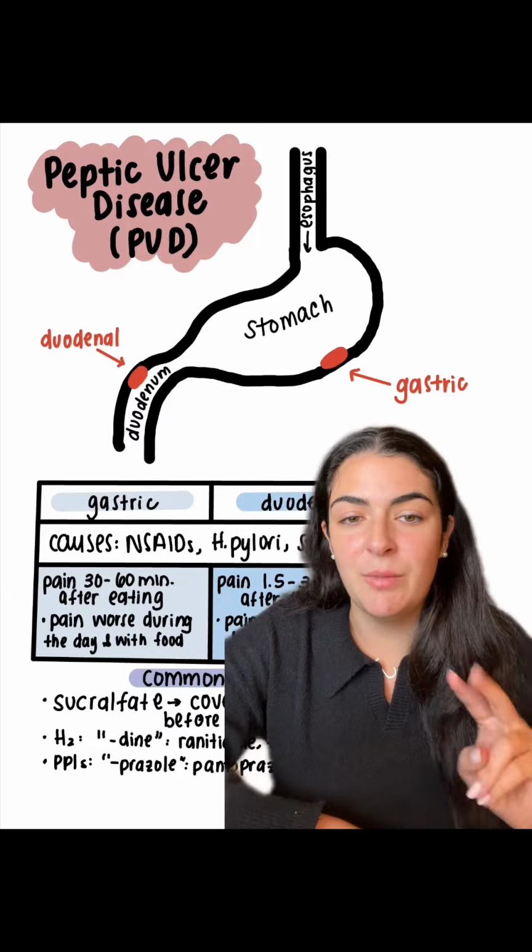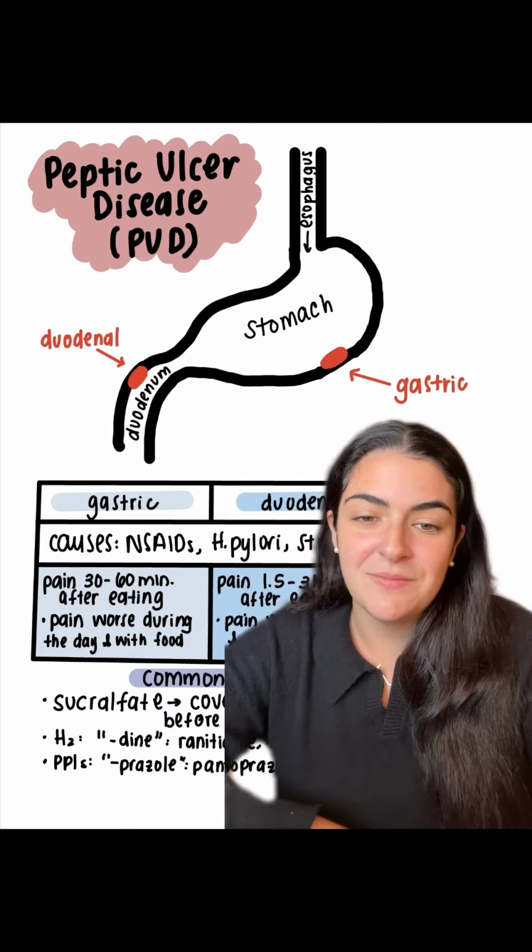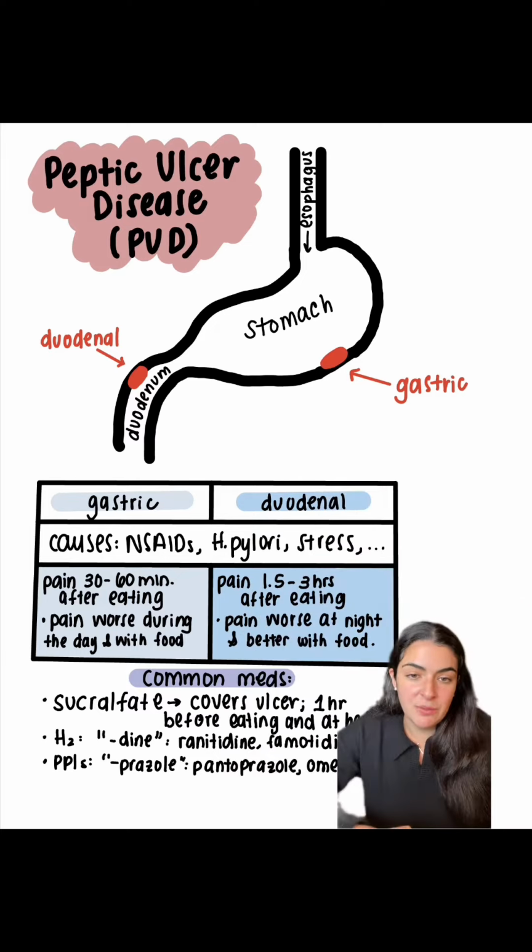So we have two types of peptic ulcer disease. We have our gastric ulcer and our duodenal ulcer. Now let's see how we can differentiate between the two.